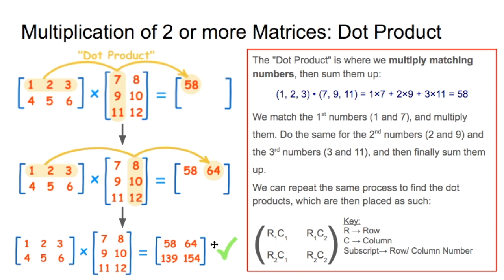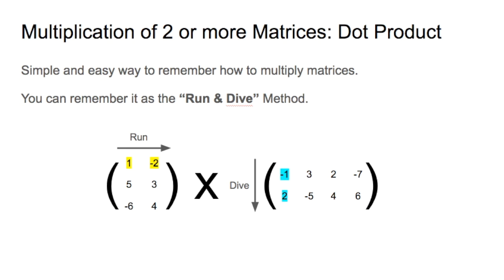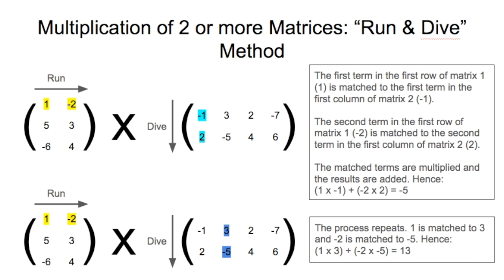And we get our final answer of the multiplication of these two matrices. Okay, so the dot product method, as we just described in the previous few slides, might be a bit confusing, and so this is a very simple and easy way to remember how we actually multiply these matrices, and it's very easily remembered as the run and dive method. So let's get straight to it.